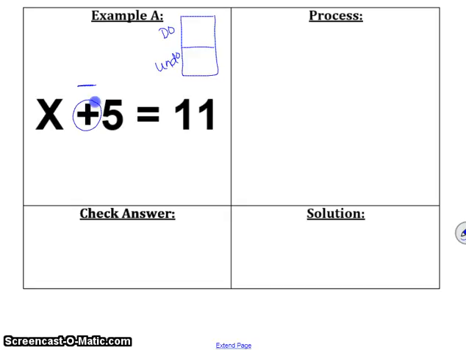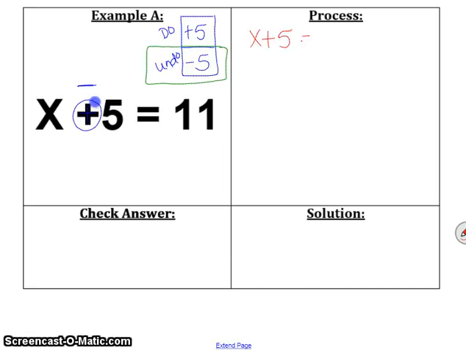Well, the do step is the one that I have circled. That's what I started off with. That's that addition. I'm adding 5. In order for me to undo this step, I have to do the opposite of addition, which would be subtraction. And so I always want to use my undo steps. Over here in the process box, this is where I'm going to show my work.